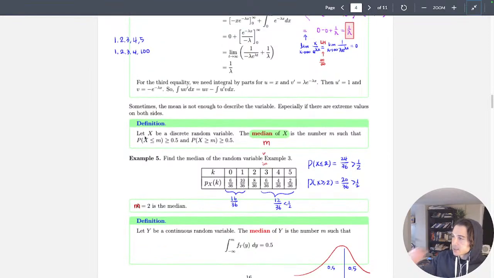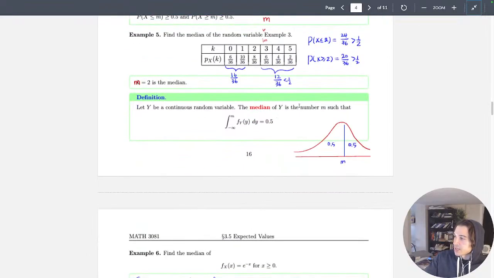Sometimes the mean is not enough. Honestly, my teacher never really tests us on the median, but I'll read it here. Let X be a discrete random variable. The median of X is the number m such that the probability that X is less than or equal to m is greater than or equal to 0.5, and the probability that X is greater than or equal to m is greater than or equal to 0.5, so just the middle number. Cool.